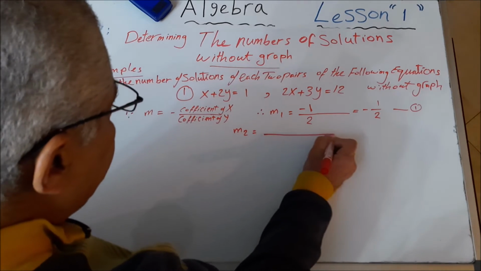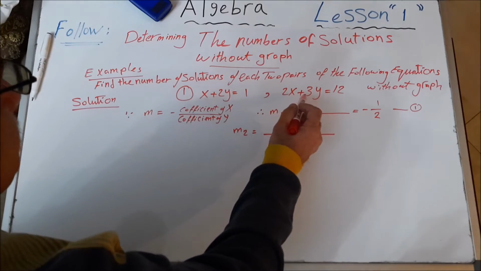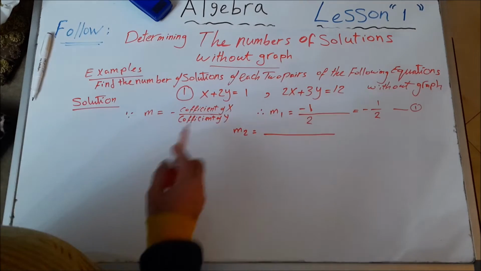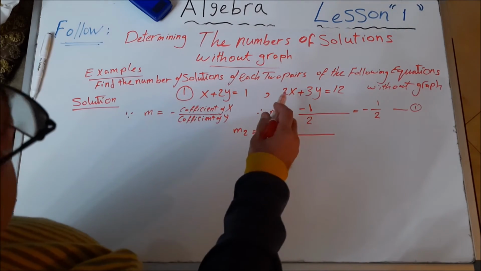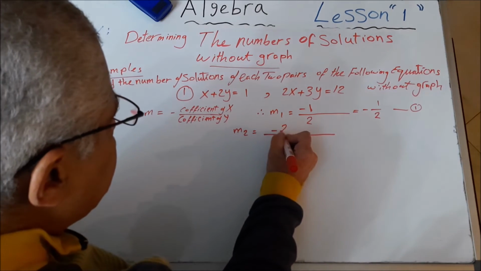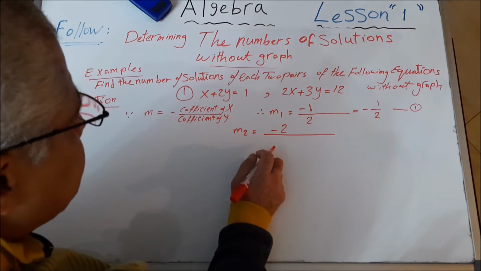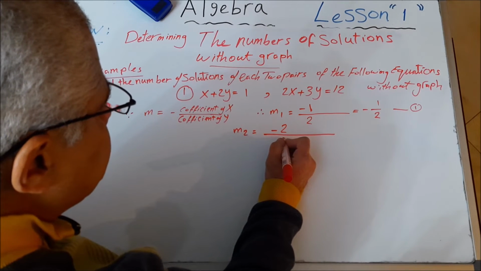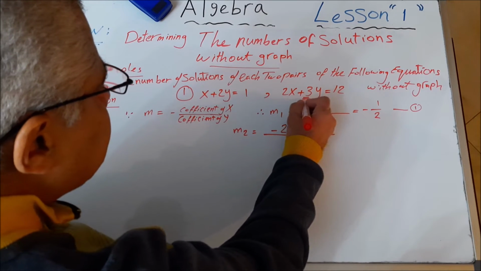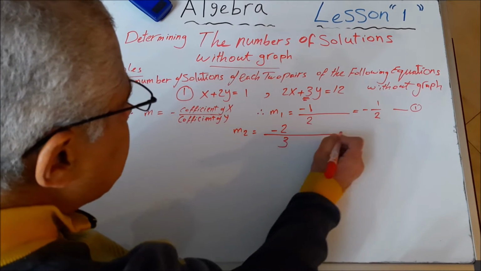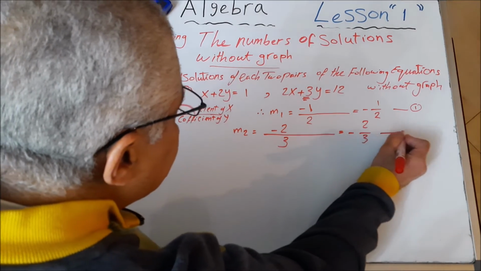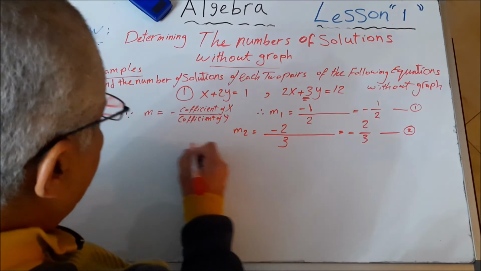And m2 equal, for the equation number 2, which is 2x plus 3y equal 12. So the coefficient of x is 2, so m2 equal minus 2, the coefficient of x, divided by coefficient of y. Coefficient of y equal 3. So m2 equal minus 2 divided by 3. This is number 2.